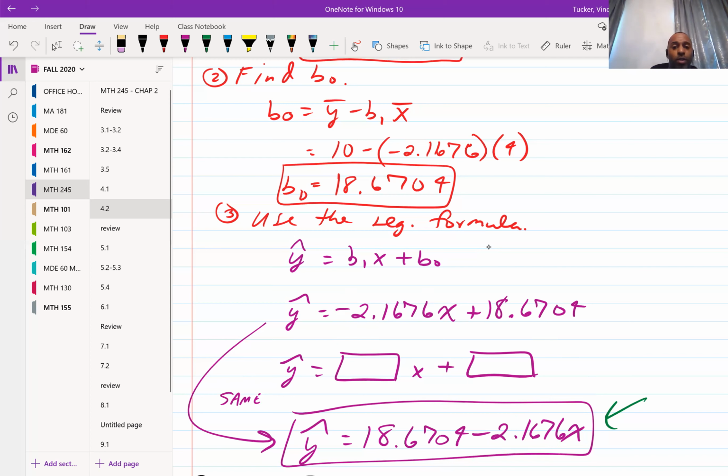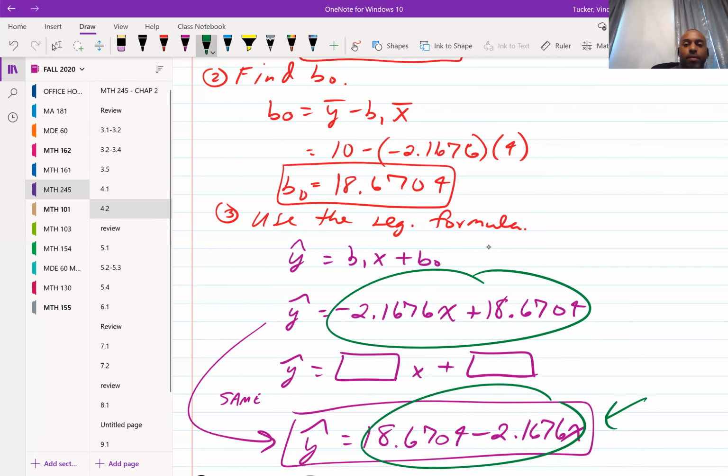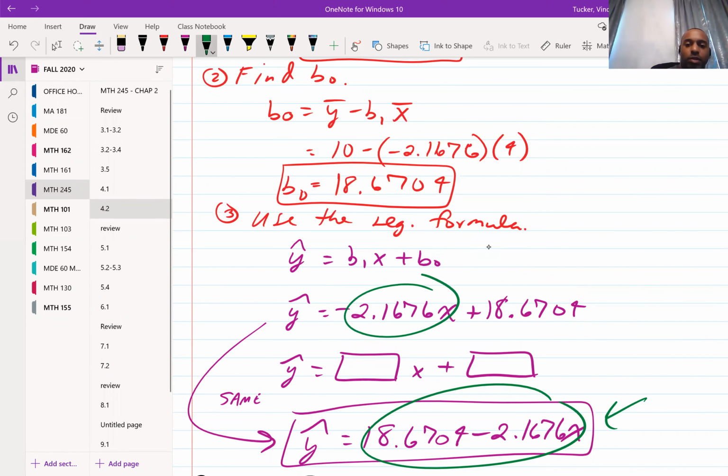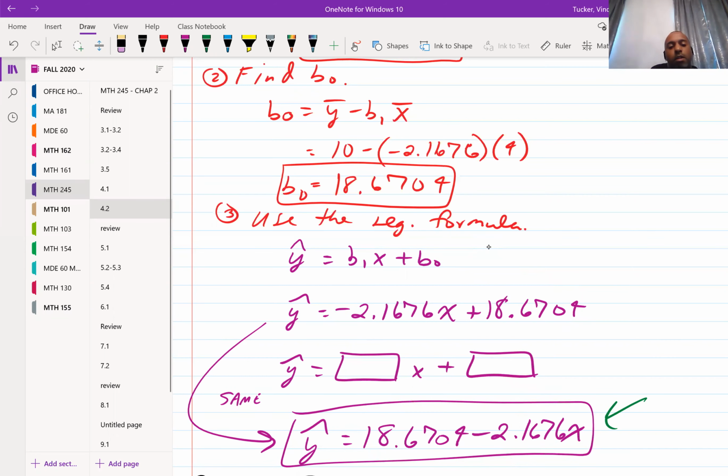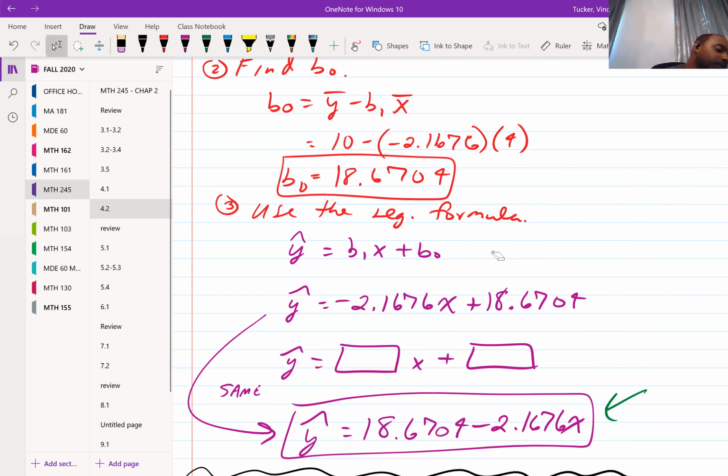Notice that 2.1676 is still negative, no matter which one you use. And the 18.6704 is still positive. Like I said, this one is still attached to X. It's just that one is in the front, the other one's in the back. So it's still holding the same characteristics. All right. Any questions on what we did there? All right. Any problems with the process?